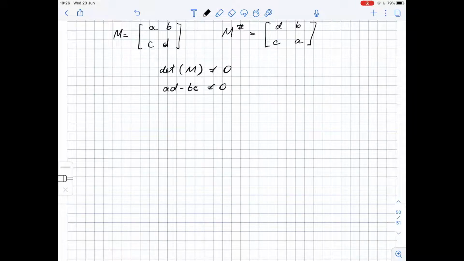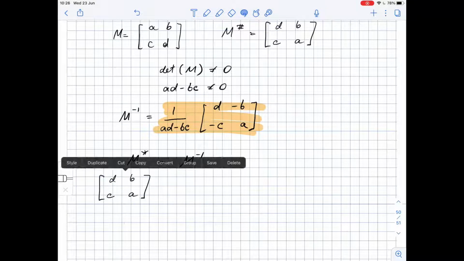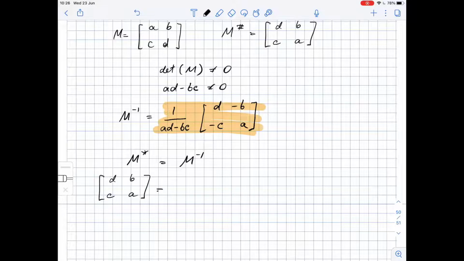Well, now let's look at M inverse. M inverse equals 1 over the determinant of M, which is AD minus BC, times [D -B; -C A]. Well, now this expression has to be equal to M star, so let's write that down. So M star equals M inverse. That means that M star, I'll just copy paste it, equals M inverse.